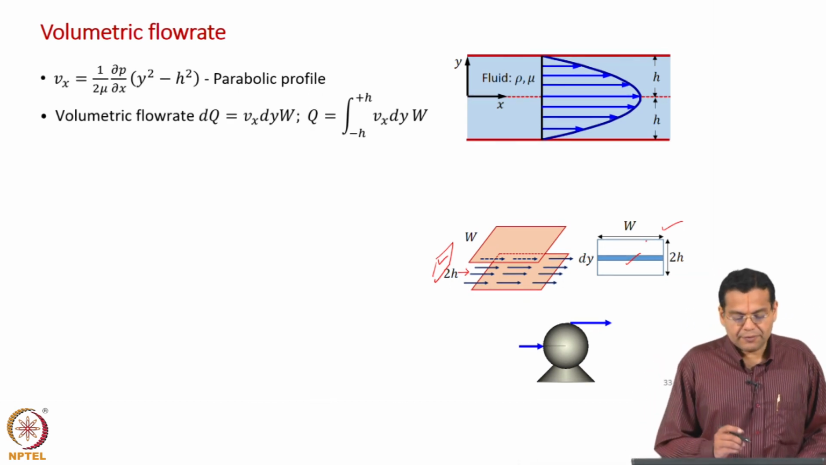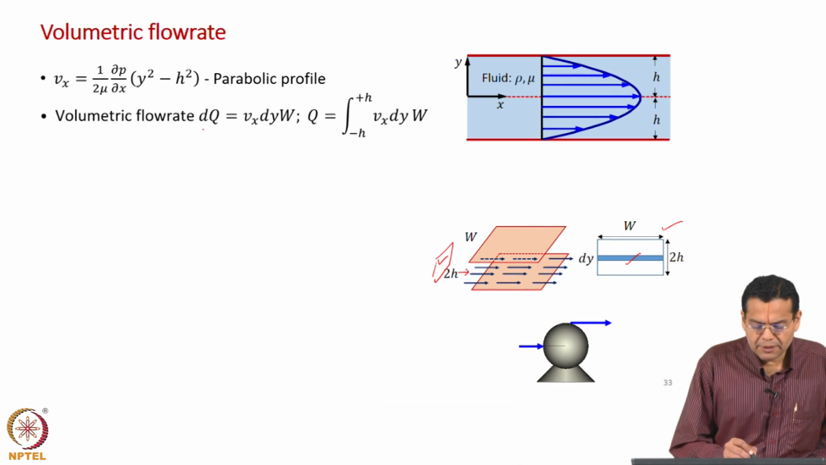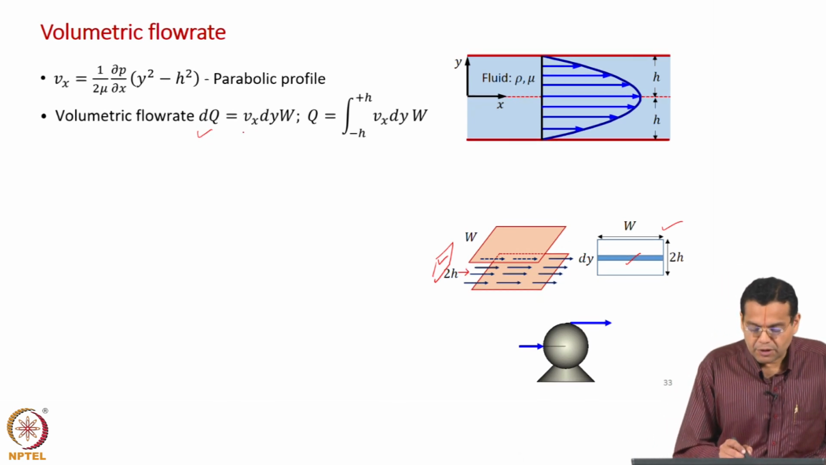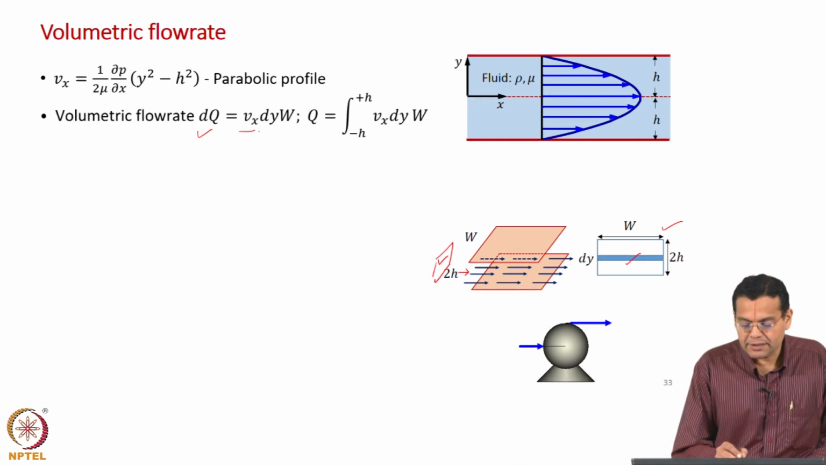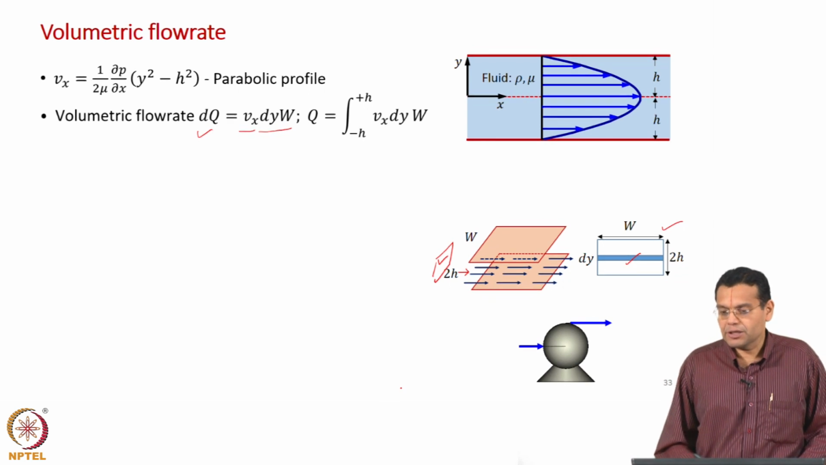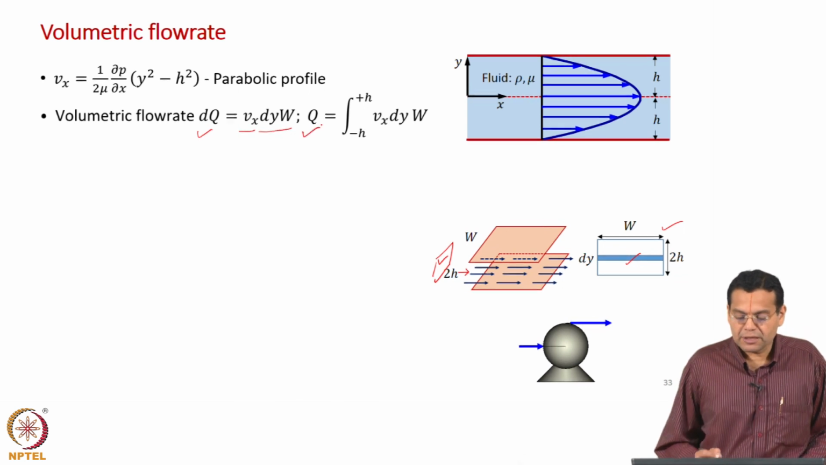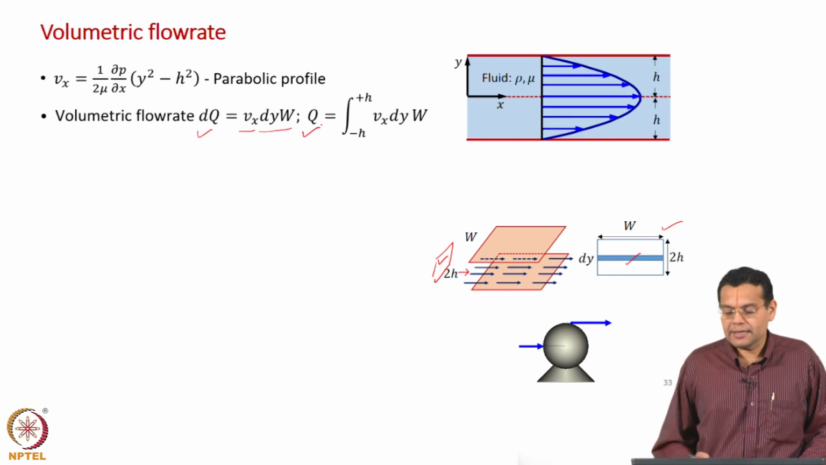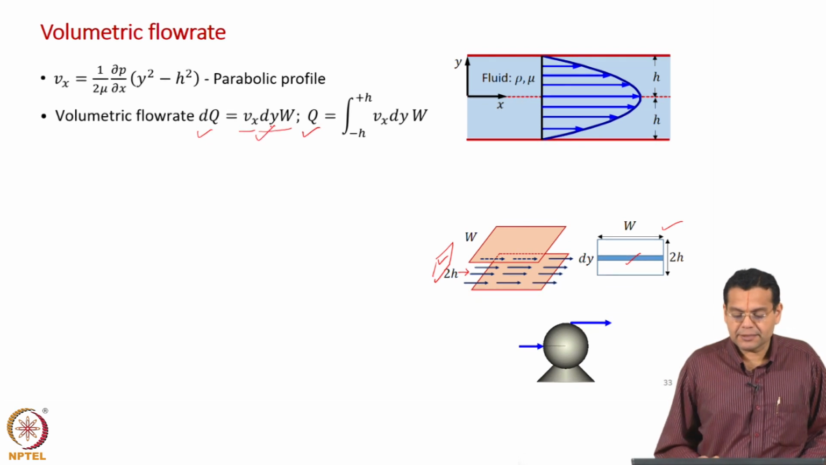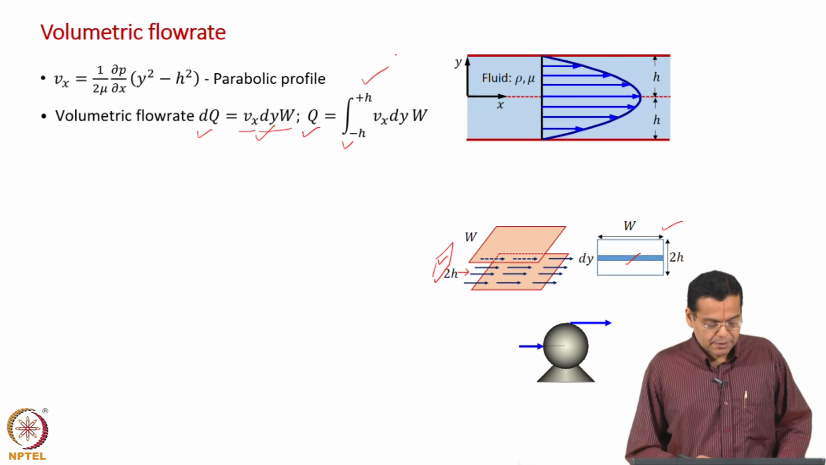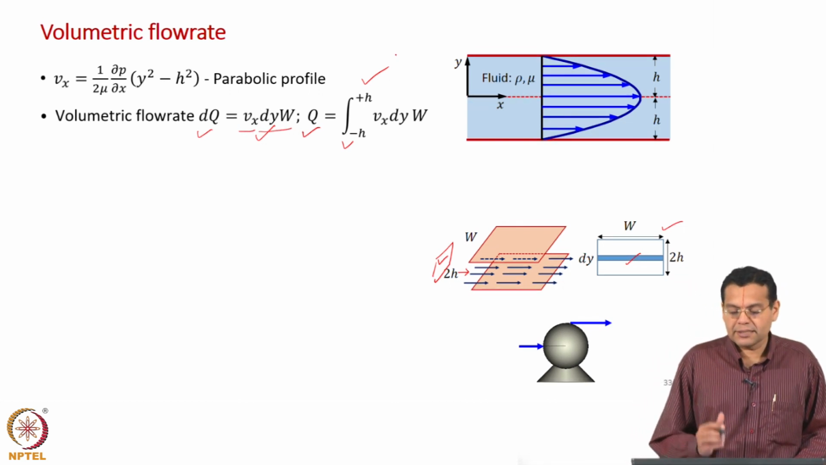And that is what I have shown here. The volumetric flow rate is dq over that small strip of height dy, and the width is of course w. So, volumetric flow rate through that small strip is Vx, the velocity, into the area of the strip, which is dy into w; height is dy, width is w. Now, to find the volumetric flow rate passing through the entire area, we integrate this expression from minus h to plus h. That is the meaning of this expression, q is equal to integral from minus h to plus h of Vx dy w.